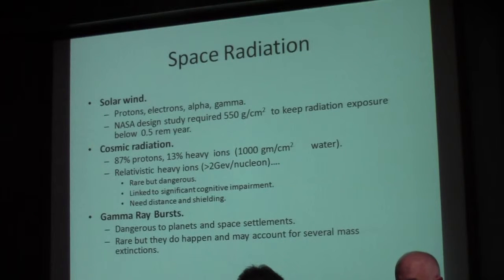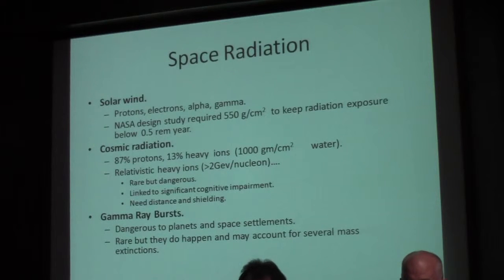Cosmic radiation is composed of protons and mainly heavy ions, and for those you need a little bit more shielding. The studies I have looked at have come up with 1,000 grams per square centimeter, if all you're doing is throwing mass in front of it. There are other approaches, like magnetic fields, but strictly with mass you want fairly big quantities. And water is actually ideal for the mass that you put in front of it. But the problem you run into is relativistic heavy ions.